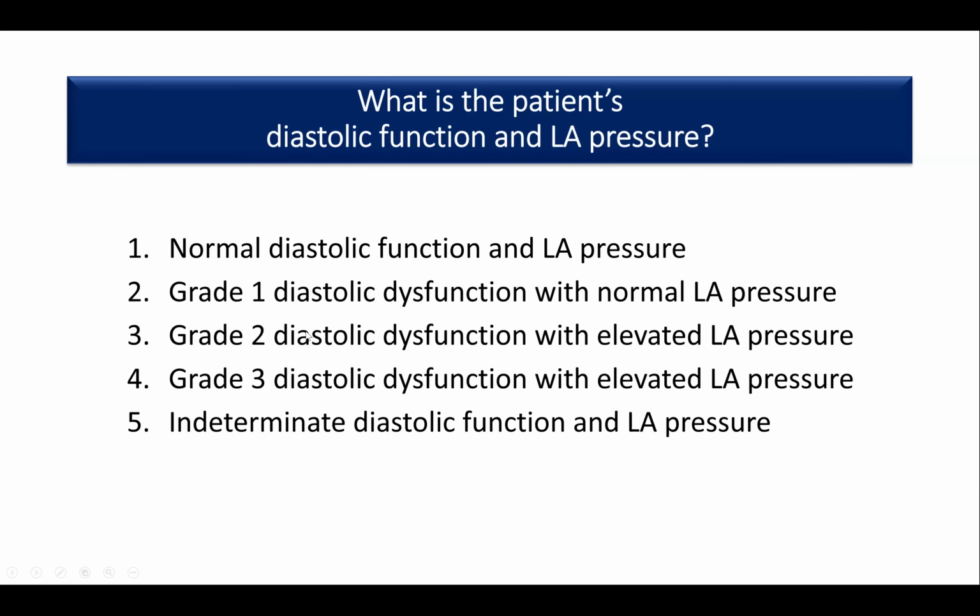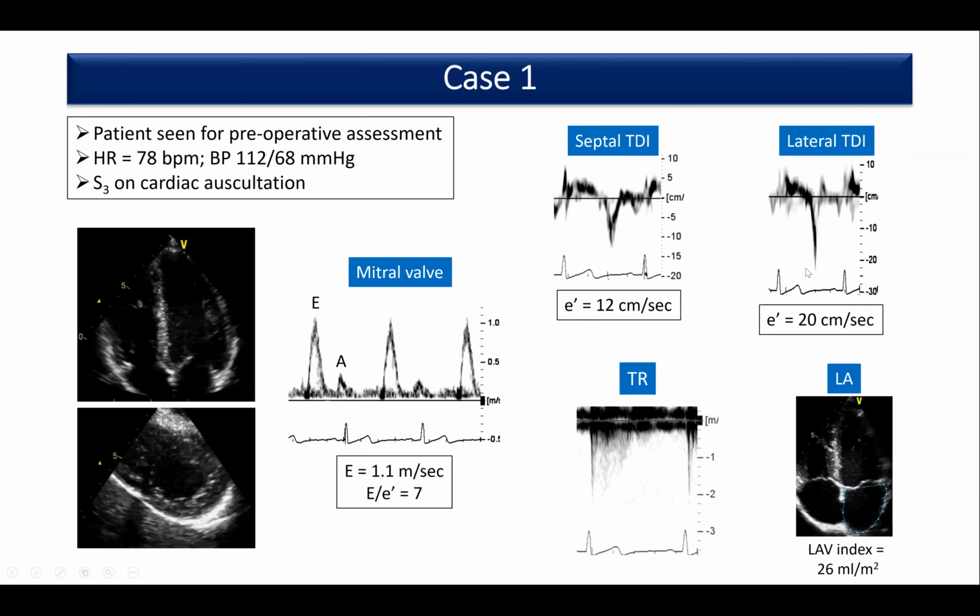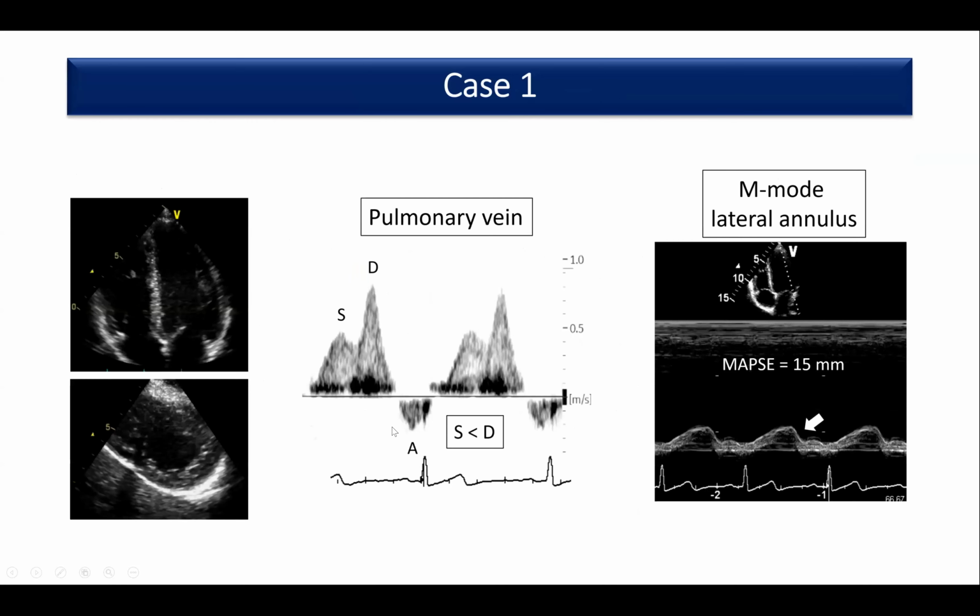Why does the patient have normal diastolic function? The E prime velocities are perfectly normal. The left atrial volume is perfectly normal. And the E/E prime ratio is perfectly normal. So there's absolutely no problem in this patient's LV relaxation.